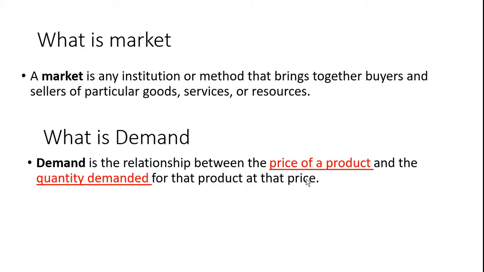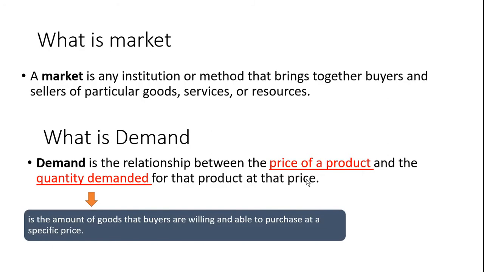Now what is quantity demanded? Quantity demanded is the amount of goods that buyers are willing and able to purchase at a specific price. Now, there are two things which you have to understand in quantity demanded. One is willingness of the buyer, another is purchase ability. If I have willingness but I don't have the ability to purchase, it will not fall in the category of quantity demanded.